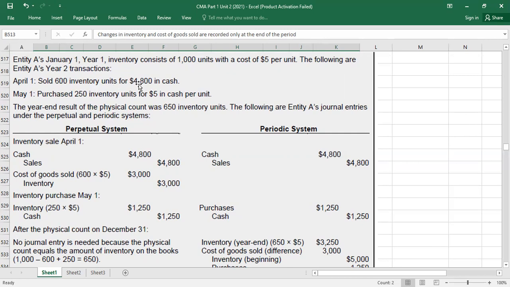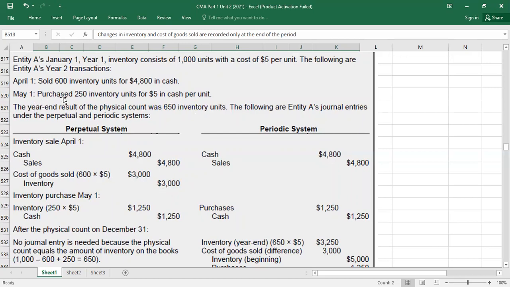As I told you, under perpetual we will pass two entries, one with the sale price and one with the cost. The sale price is 4800, but the cost of the item sold is $5 because it is sold from the opening units. So first entry you will record debit cash 4800, credit sales 4800, and at the same time you will also record the cost of goods sold. The entry will be debit cost of goods sold with 600 units times $5, because $5 was the cost. You can look at here in the opening inventory, because we sold these units from the opening. So it will be 3000 and credit will go to inventory 3000.